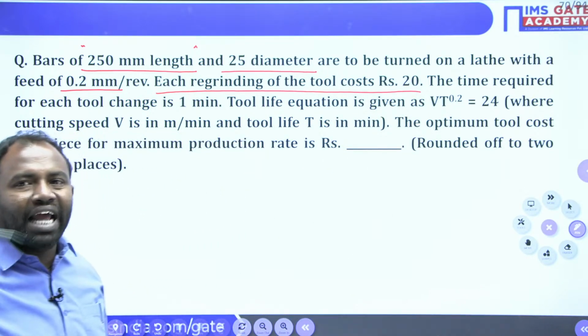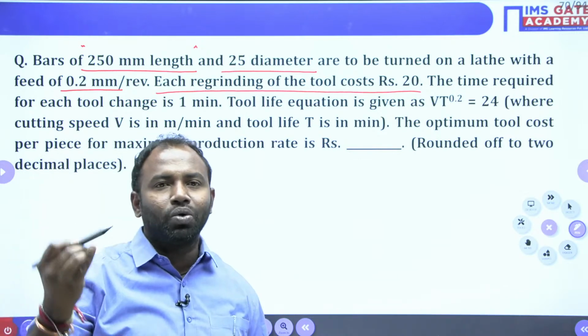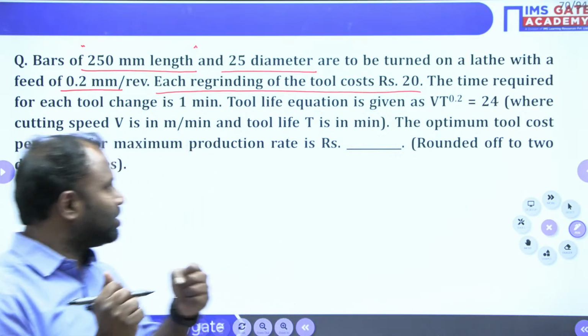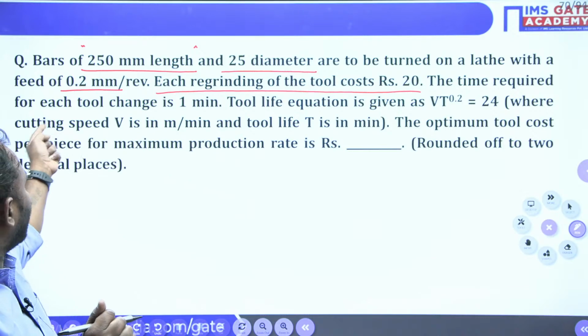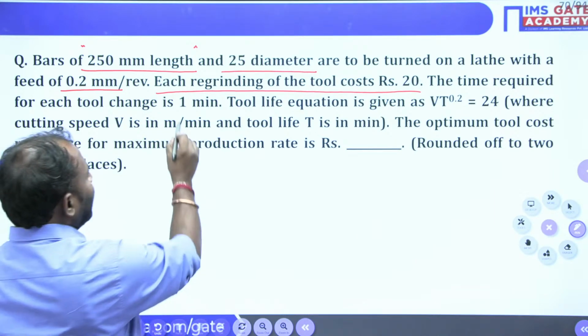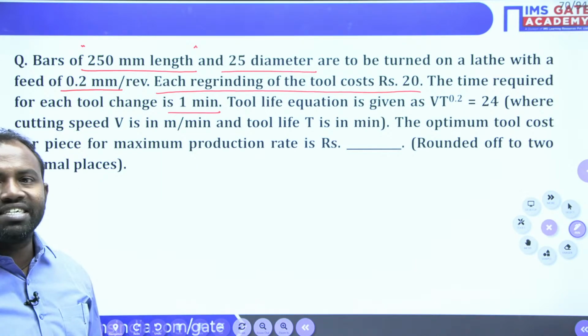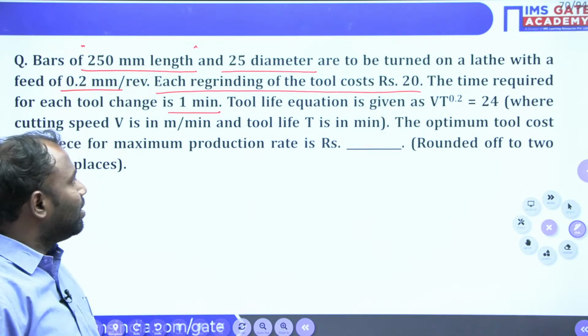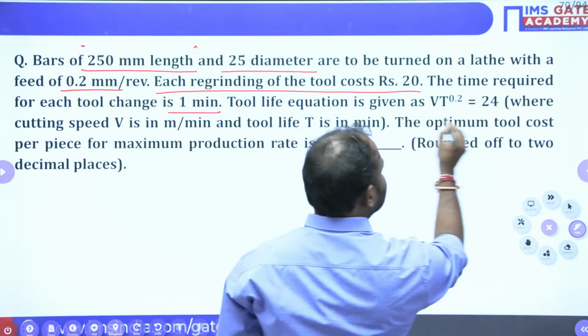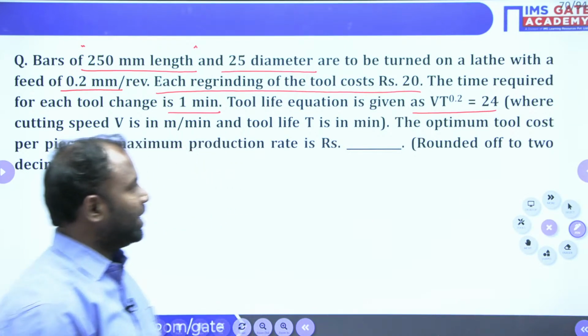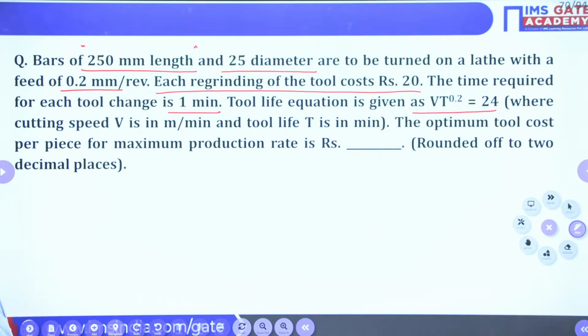So every time you go for grinding of the tool, it takes 20 rupees of cost. Next, the time required for each tool change is 1 minute. So tool changing time is equal to 1 minute. The tool life equation is given as V t^n = 24, where n is 0.2. Now V is the cutting speed. Find the optimum tool cost price for maximum production rate.